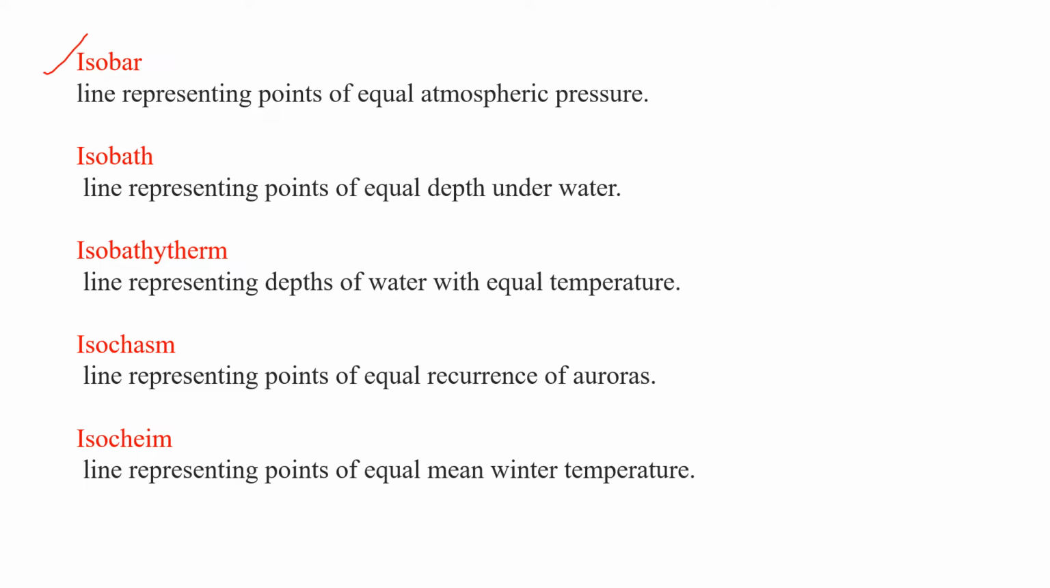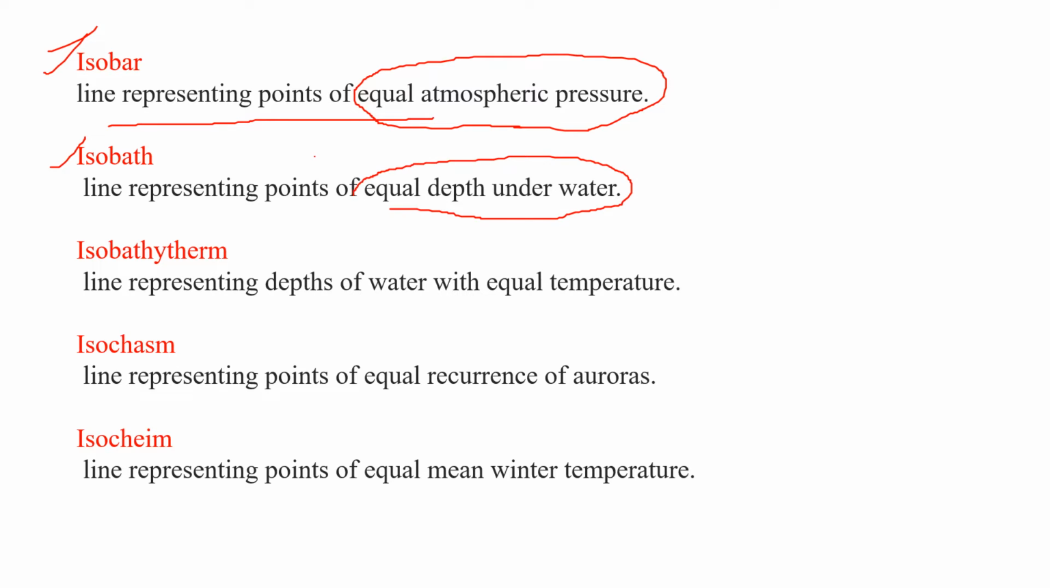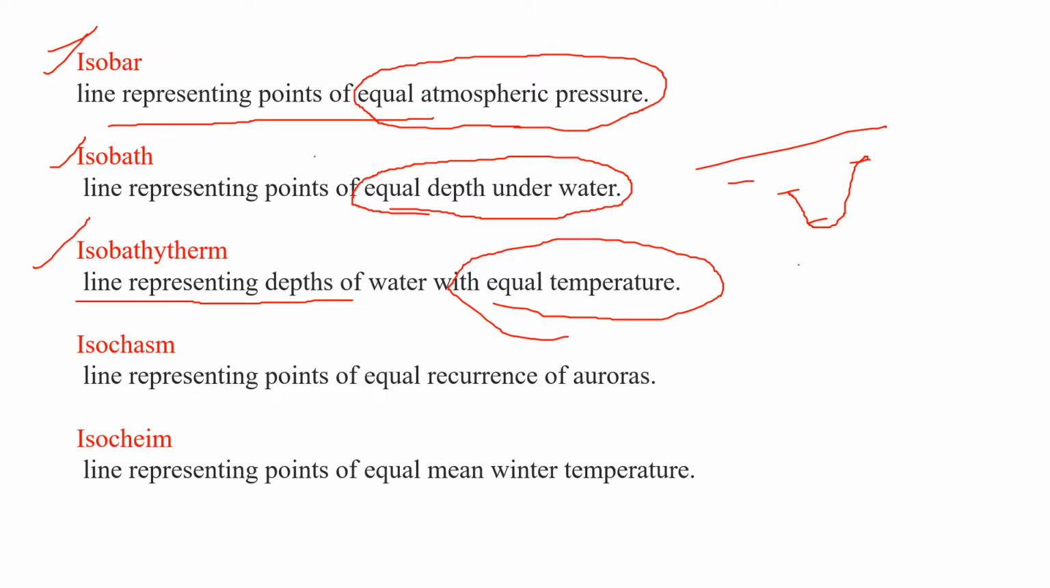First one, isobars. Isobars is the line representing points of equal atmospheric pressure. Then next is isobath. Isobath represents the points of equal depth underwater. That equal point which is joined by one line is known as isobath. Then third is isobathytherm, a line representing depths of water with equal temperature. I mean water's depth with equal temperature is known as isobathytherm.